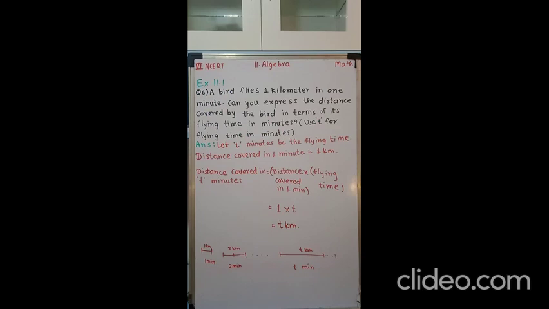We are solving grade 6 mathematics chapter number 1 algebra exercise 11.1 question number 6. A bird flies 1 kilometer in 1 minute. So a bird flies 1 kilometer in 1 minute. In 2 kilometers will be 2 minutes. So can you express the distance covered by the bird in terms of its flying time in minutes?